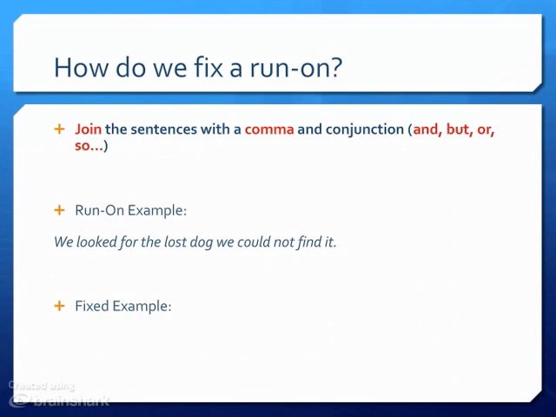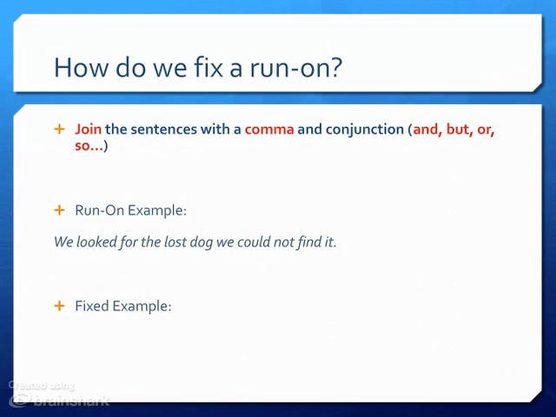So how do we fix a run-on? The first way to fix a run-on is we join the sentences with a comma and a conjunction. Conjunctions are words that connect sentences or phrases. Words like and, but, or so. You might often see these in the middle of a sentence or a phrase because they're connecting them.